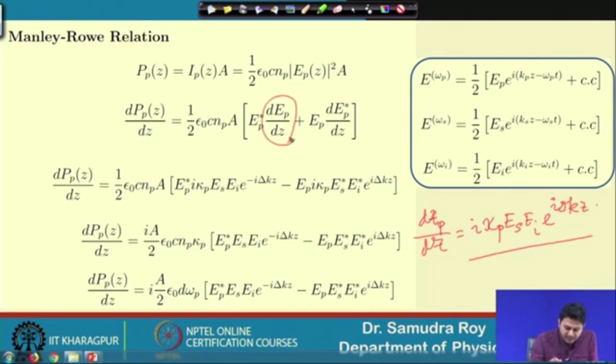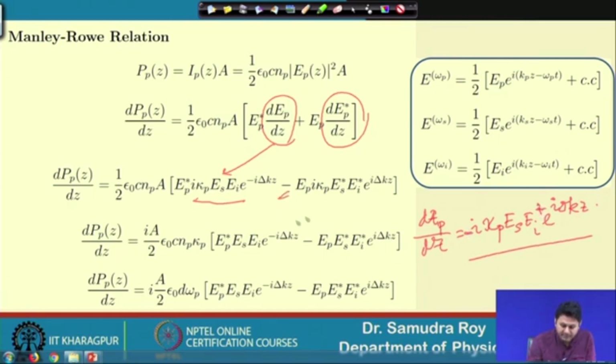I just replace these things here. So, E_p star multiplied by this quantity i kappa p E_s E_i and e to the power of minus i delta k z. In this case there was a minus sign, if you remember the previous class. Also I replace this, which is nothing but the star of these things. When I take the star, one negative sign will come and this term will be plus.